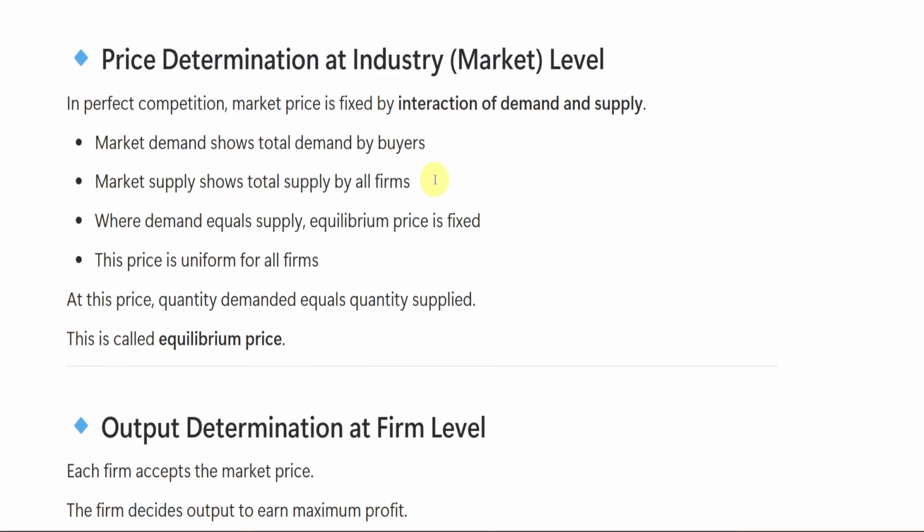Then market supply, students, supply by all firms will be shown in total. Like when price will rise, firms will supply more. If price falls, firms will supply less. Equilibrium price, students, is where demand is equal to supply. At this point, market price is fixed and this price is the same for all the firms. This is called equilibrium price. I hope you understood what is equilibrium price.